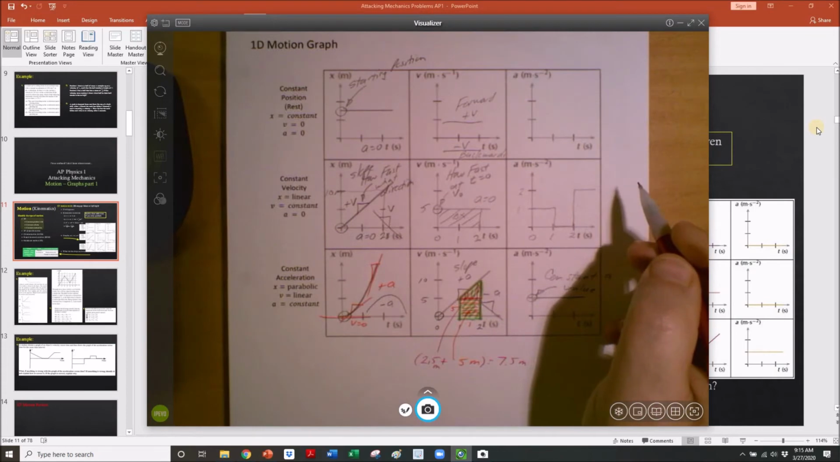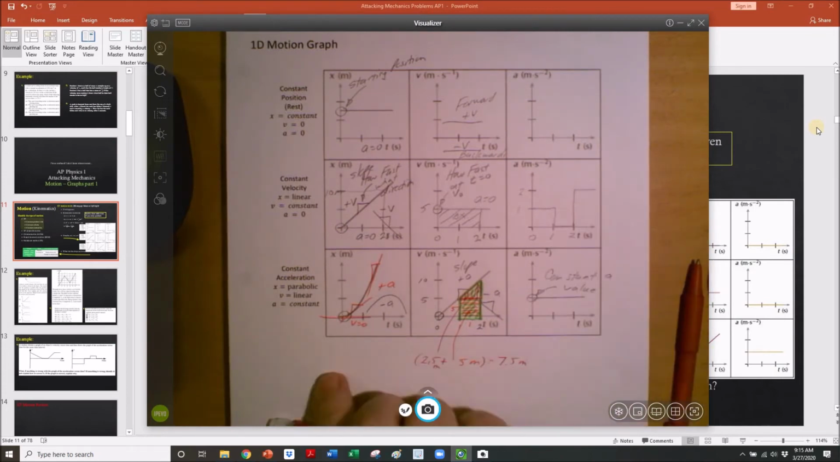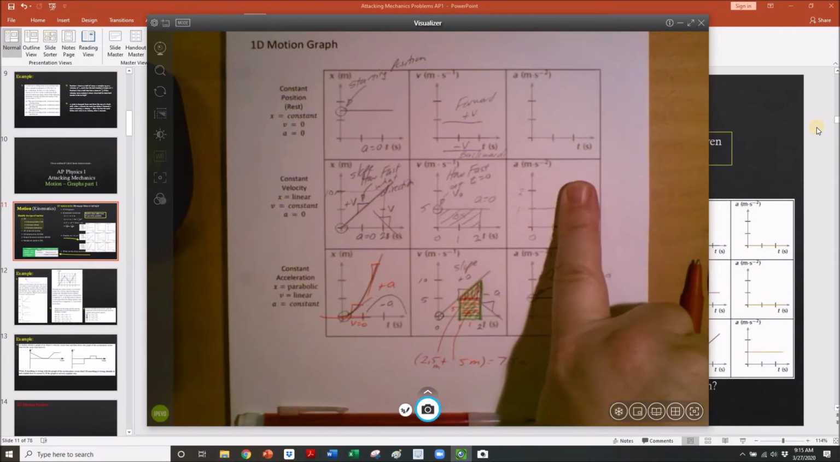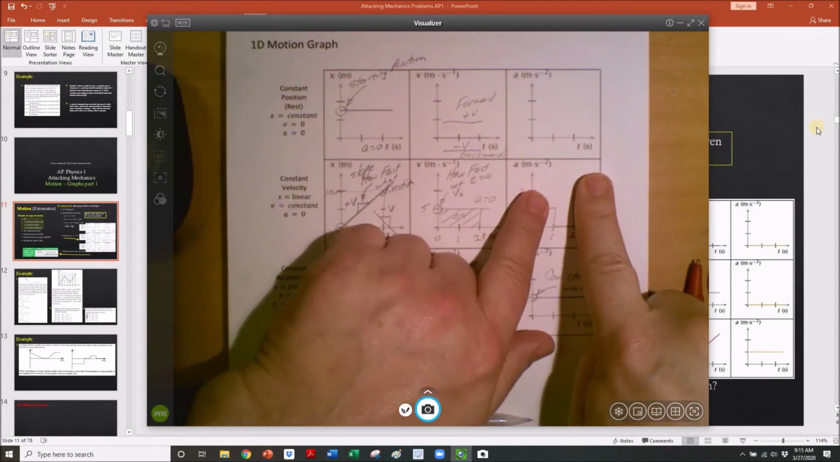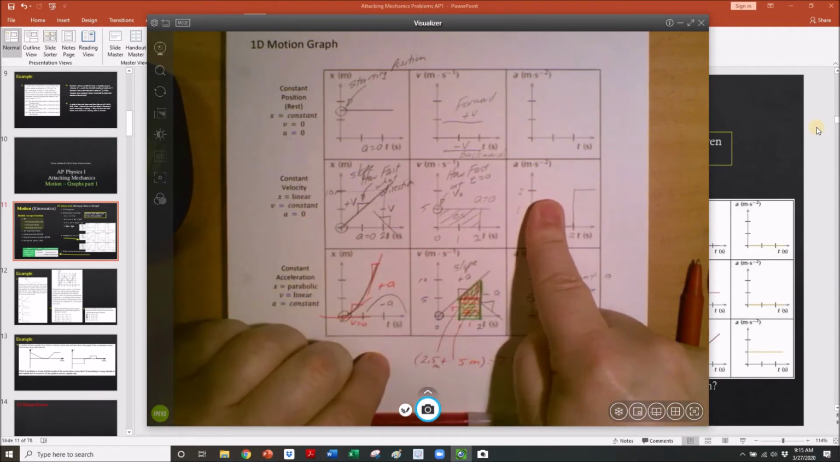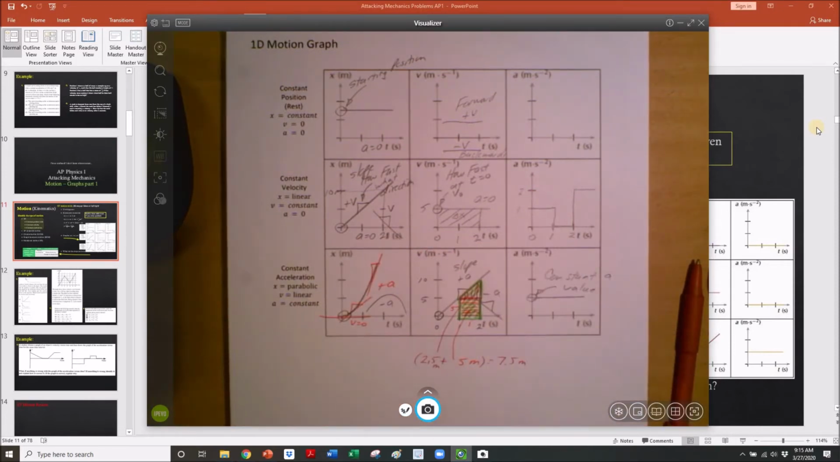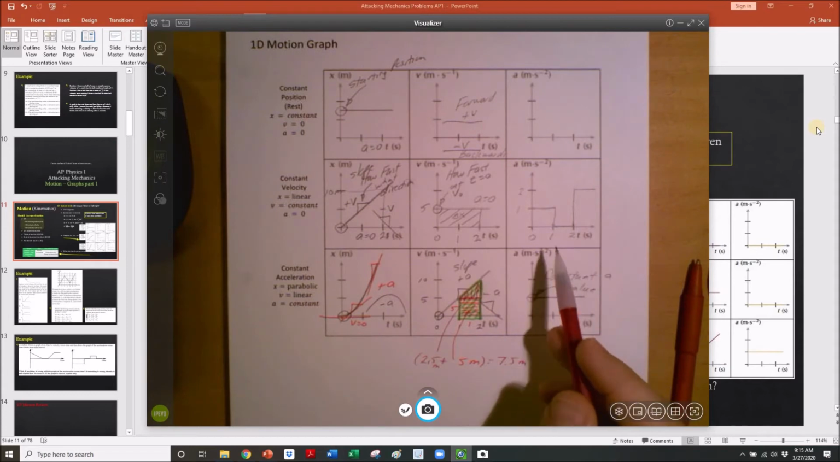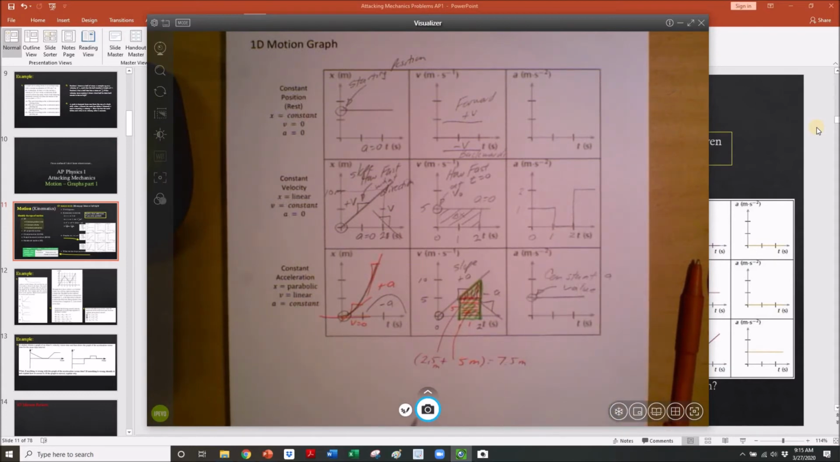So you just handle it piece by piece. So the first part of this graph will be a constant acceleration graph with an acceleration of 1. The second part of the graph will be a constant velocity, and the third part of the graph will be an acceleration again. All right, so you just handle it piece by piece if you get one like this. So let's look at some examples.